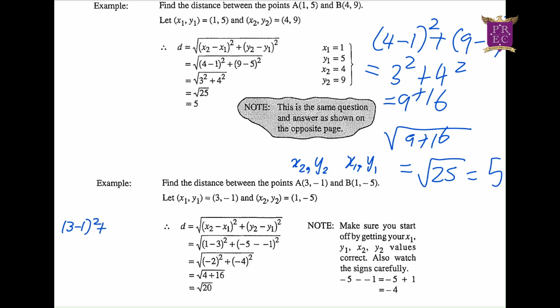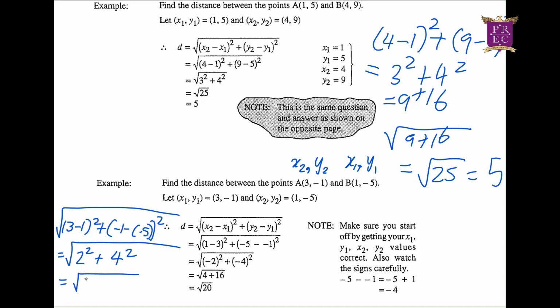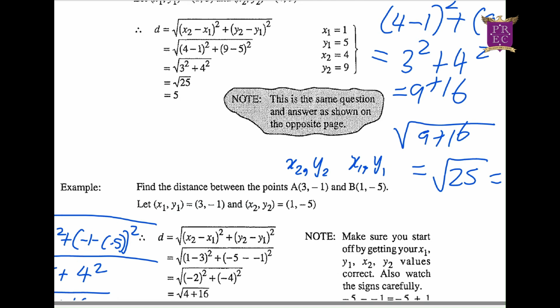And we've got y2 minus y1, negative 1 minus negative 5, which gives us positive 4. Okay, we don't have to worry about that just now. We'll put the square root as well. 3 minus 1 gives us 2, 2 squared, plus negative 1 minus negative 5 gives us 4, which is 4 squared. And we're ending up with 4 plus 16, which gives us root 20.